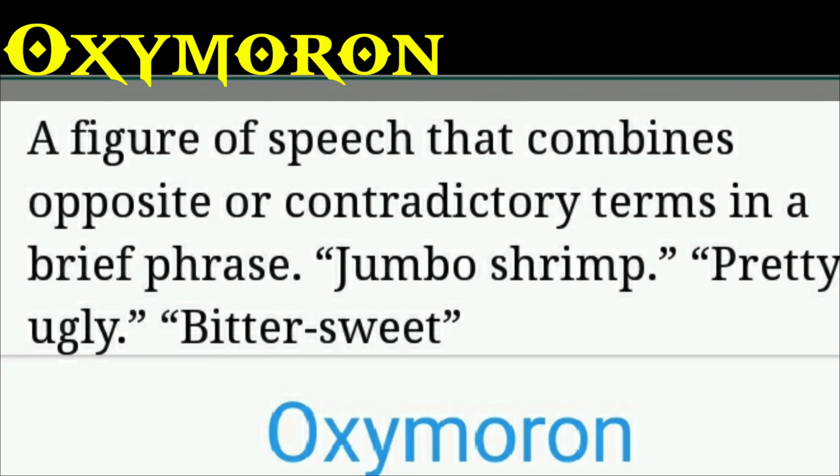In short, we can say that the oxymoron literary device is used for opposite or contradictory terms in a brief phrase. Here we can say pretty ugly. Pretty means beautiful, ugly means not beautiful. So two opposite terms are used together. So the oxymoron figure of speech is used in this example.